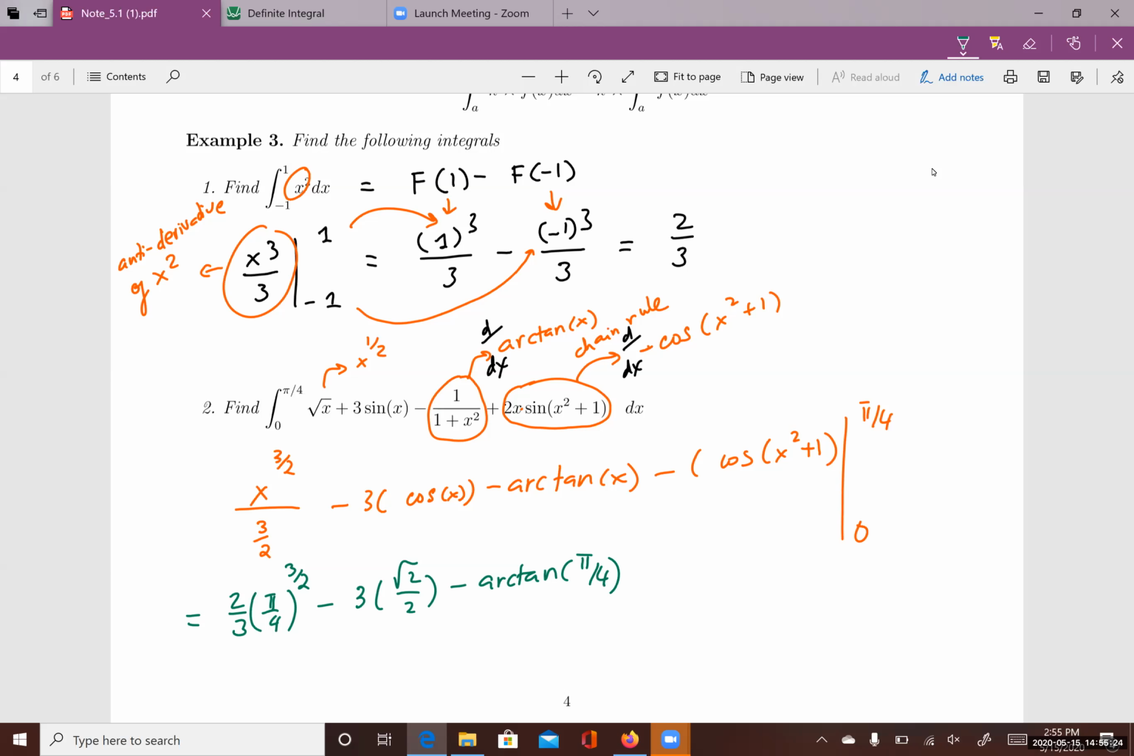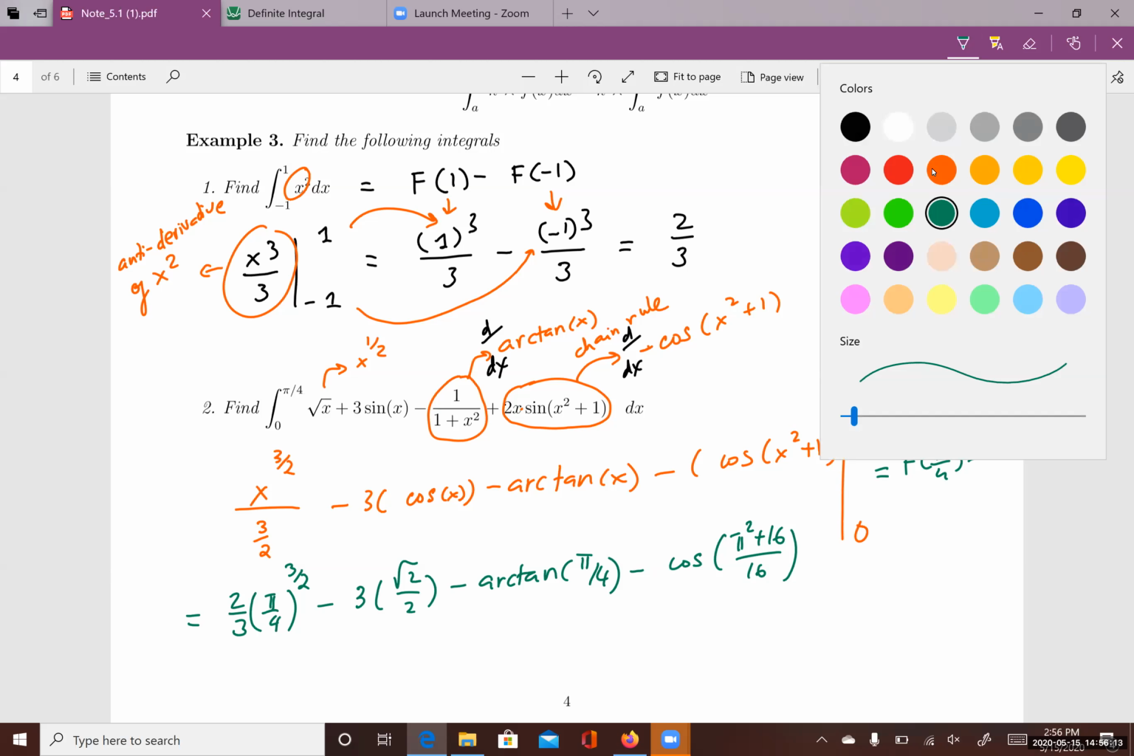You can calculate this using your calculator. Pi over 4 squared plus 1 and minus cosine of pi squared over 16 plus 1 is going to be pi squared plus 16 over 16. So the green part is the value of big F, right? As I said, F of pi over 4 minus F of 0. Okay, so that's the value of big F.